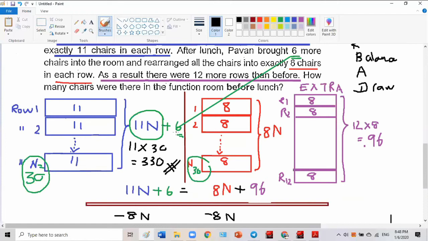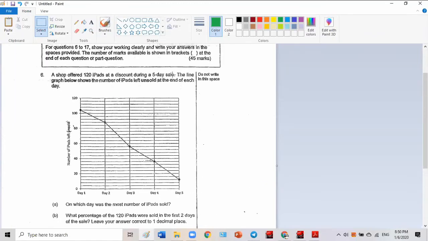Don't go and add the 6. The 6 was after lunch. Can you see it now, people? Simple question, but they try to trick us. So the answer is 330. Show your working clearly and write your answer.